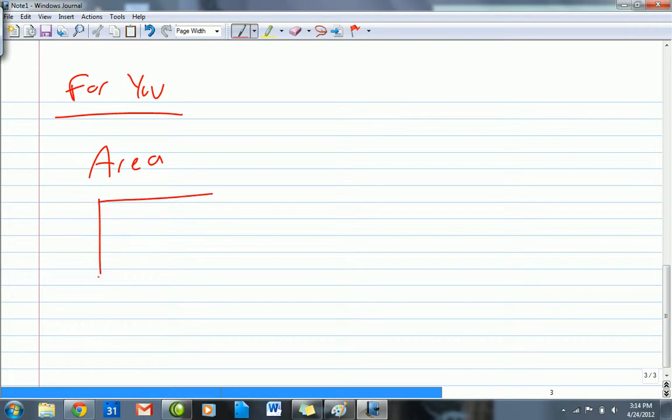So here are two practice problems for you. My gift to you. Number one, what's the area of this square? So that's a square. And let's say the diagonal is 12.